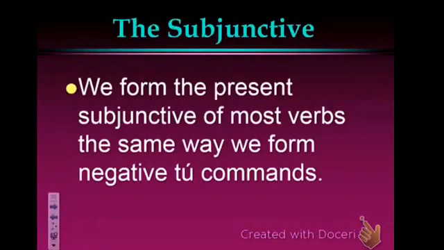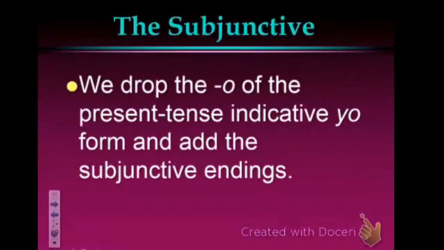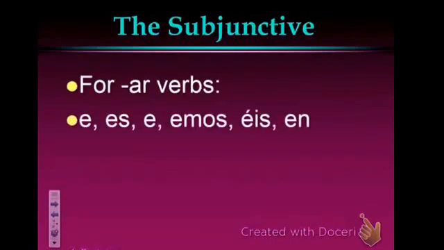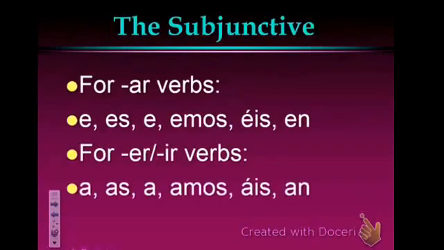We form the present subjunctive of most verbs the same way we formed the negative tú commands. Okay? We drop the O of the present tense indicative yo form of the verb, and add the subjunctive ending. So what exactly are the subjunctive endings? Well, for AR verbs, we're going to switch to E's: e, es, e, emos, en. So for ER and IR verbs, well, what do you think? If it's going to be the opposite, it's going to be a, as, a, amos, an.